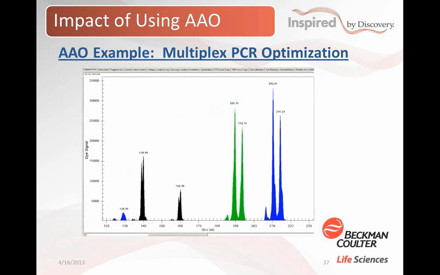After optimization, we get a much better signal. So we still have the noise down around the 130 area. The black and green areas there in the 140, 160, 190 areas are still very good, but we were able to bring up the signal in that 210 area to be quite robust. So that was a pretty significant result.